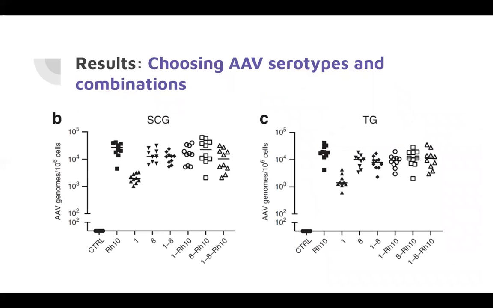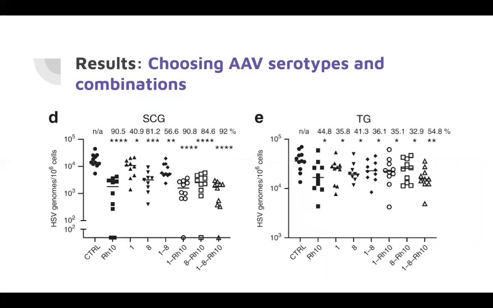Analysis of the superior cervical ganglia and trigeminal ganglia showed that all of the adeno-associated virus combinations, except for AAV1 alone, transduced the ganglia at similar levels. The y-axis is the AAV genomes for every 10 to the 6 cells in the ganglia. The x-axis represents the serotypes used.